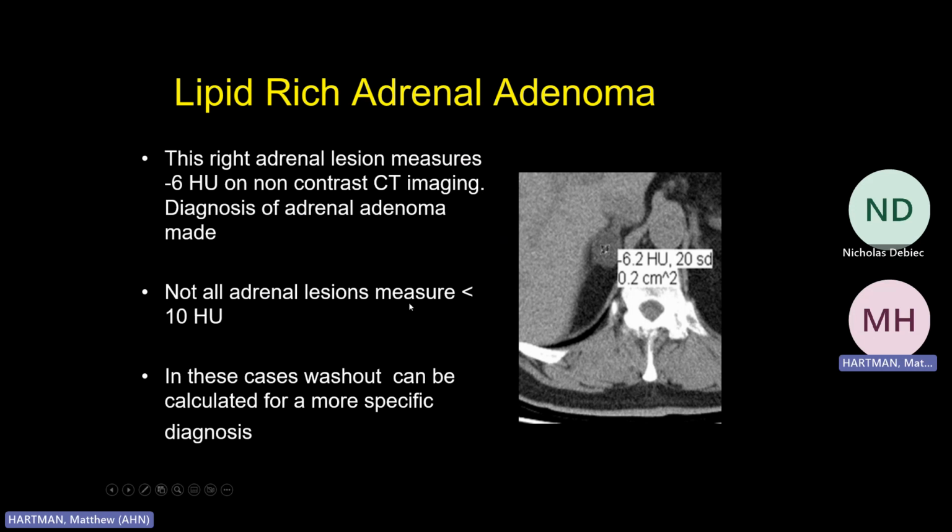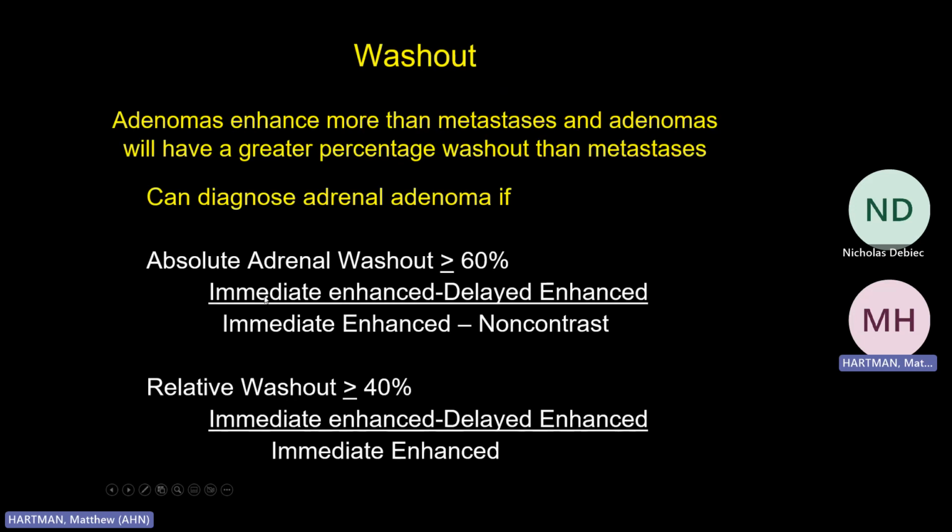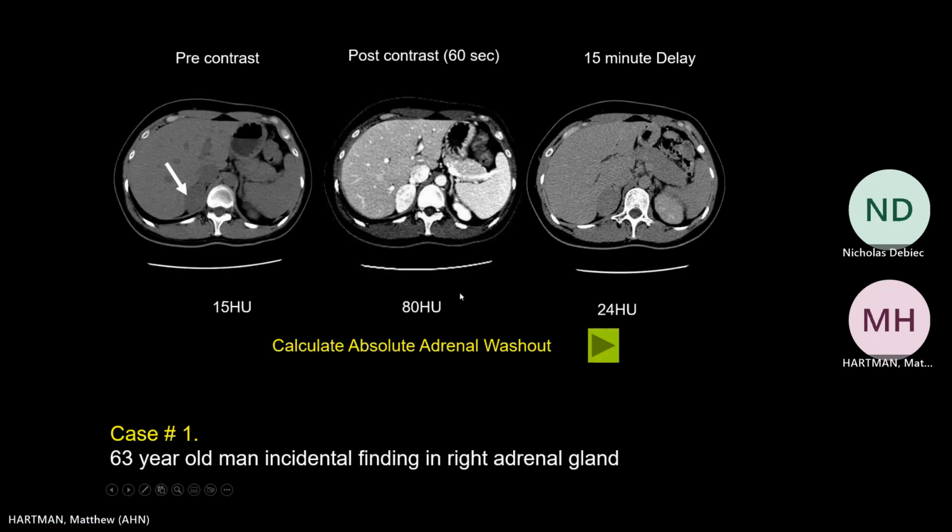But if not, we have to do washout. Now, this is a resident level topic, but I want to introduce it to the medical students. We can either have absolute washout or relative washout. This is a CT scan where you start with a non-contrast scan, get your Hounsfield units, wait 60 seconds, get your enhanced value, and then wait 15 minutes and get your delayed enhanced value. Let's see an example of this.